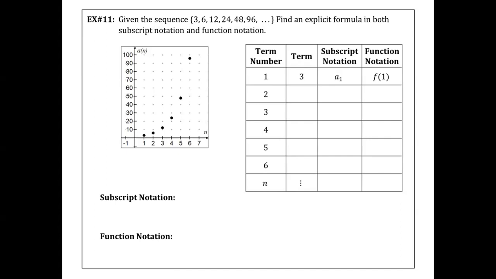So what are we doing here? We have term 1 at 3, and then term 2 at 6. So we're multiplying by 2: 6, 12, 24, 48, 96. In terms of subscript notation, this is A sub 2, A sub 3, A sub 4, A sub 5, A sub 6. So then it would be A sub n. In terms of function notation, we have f of 1, f of 2, f of 3, f of 4, f of 5, f of 6. So we're looking at f of n.